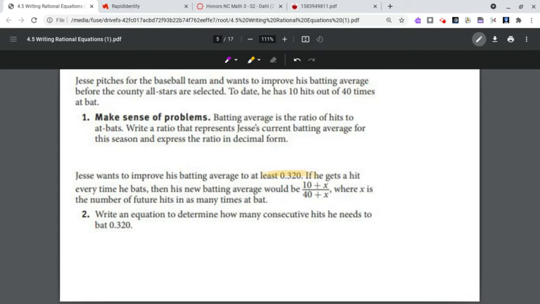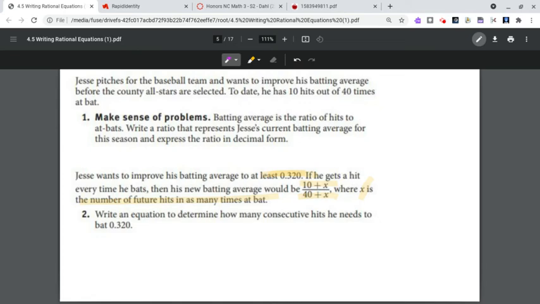If he gets a hit every time he bats, his new batting average would be (10 plus x) over (40 plus x), where x is the number of future hits in as many times at bat. Write an equation to determine how many consecutive hits he needs to bat 0.320.